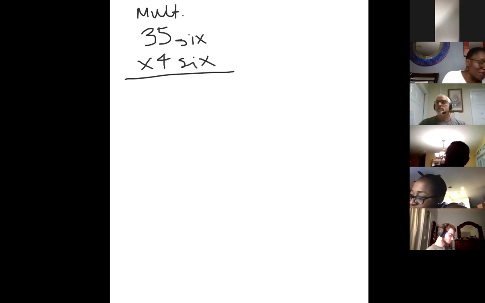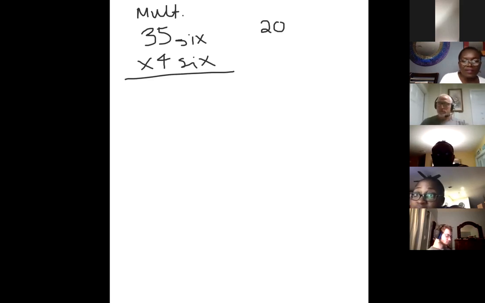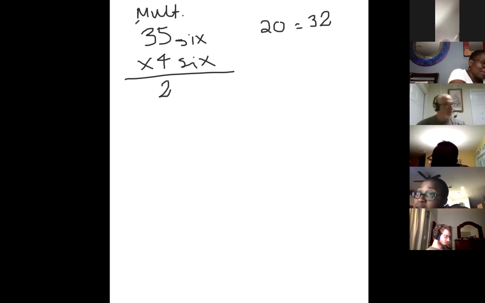So we're going to do 4 times 5, which is 20. We got to convert that. Remember, we're in base 6. So to convert 20 to a base 6 number, we do 6 goes into 20. How many times? 3. With a remainder of 2. So we drop the 2, carry the 3.